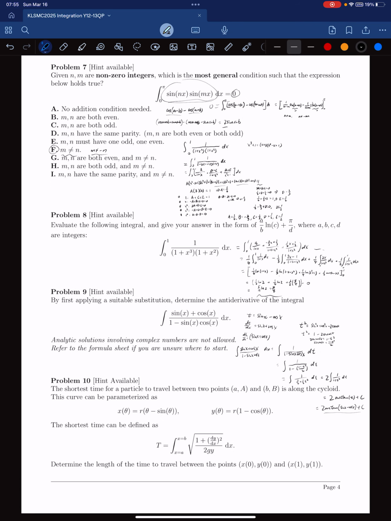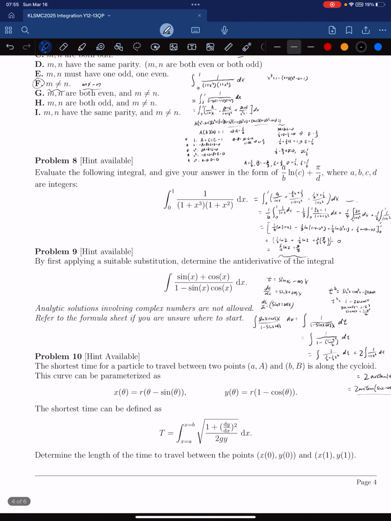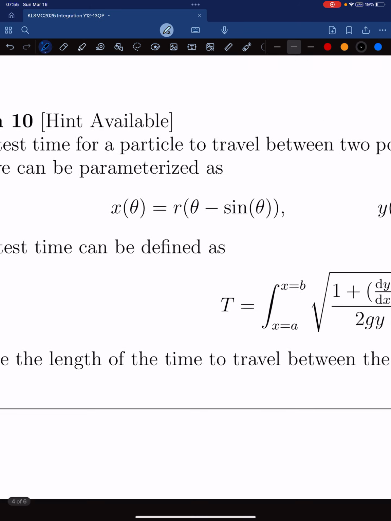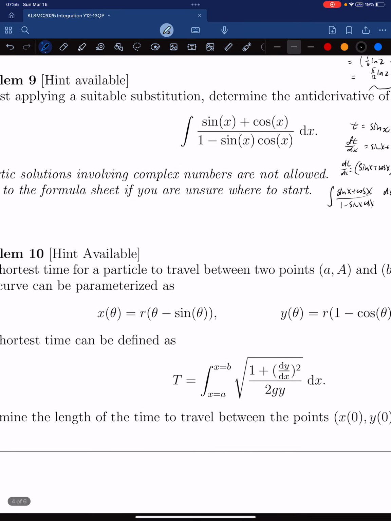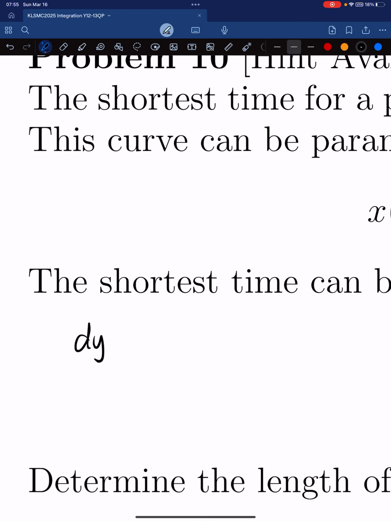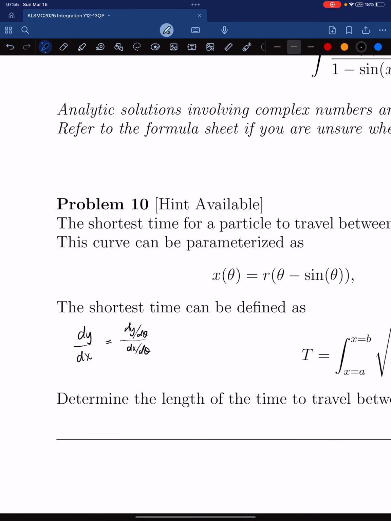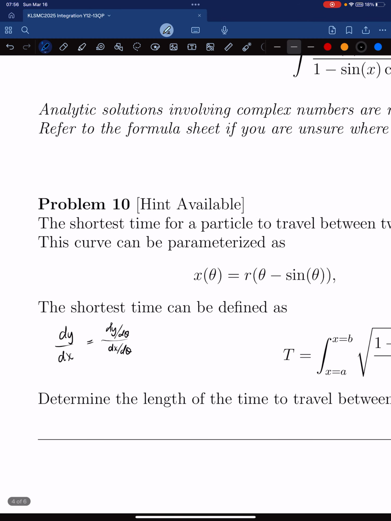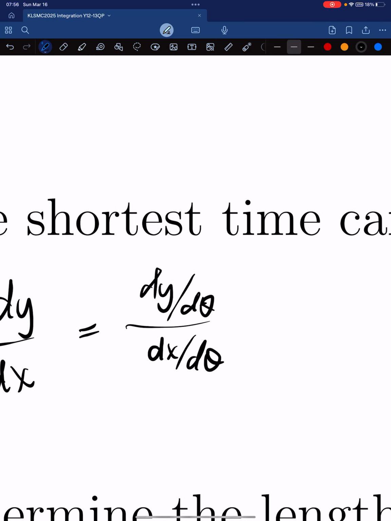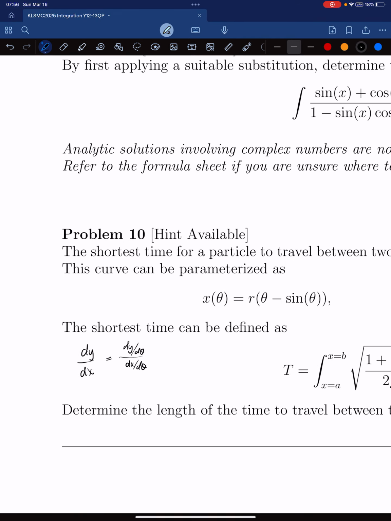So now let's do problem 10. The shortest time for a particle to travel between 2 points can be modeled as the following. So what you will basically do is try to find dy dx. dy dx can be solved as dy d theta over dx d theta. A very rough idea is that the thetas cancel out. You find the differentiation of y with respect to theta over the differentiation of x with respect to theta, and the theta cancels out, leaving only dy dx. That's a very rough way of understanding how it works.